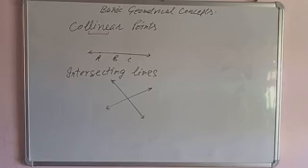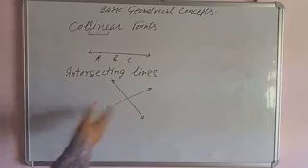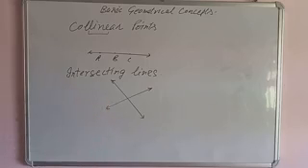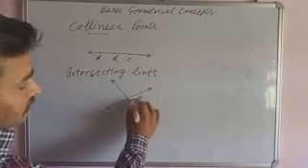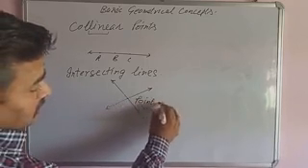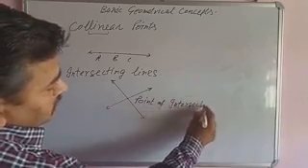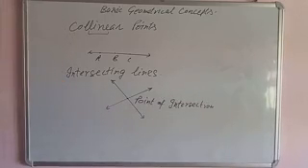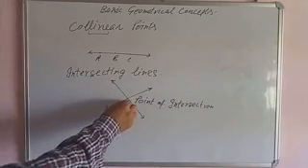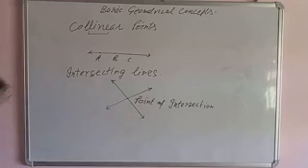So when 2 lines cut each other or cross each other in a plane at a point, they are called intersecting lines, and the point where they cut each other is called the point of intersection. That is called the point of intersection. So next we have parallel lines.